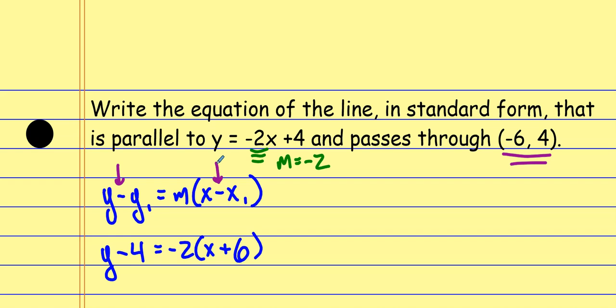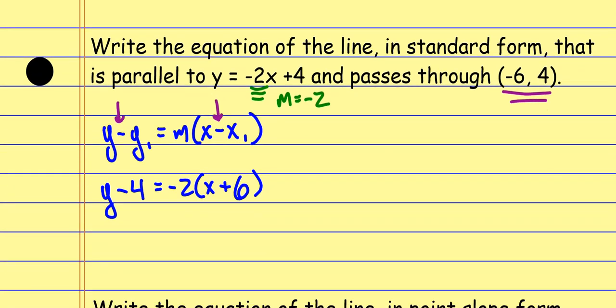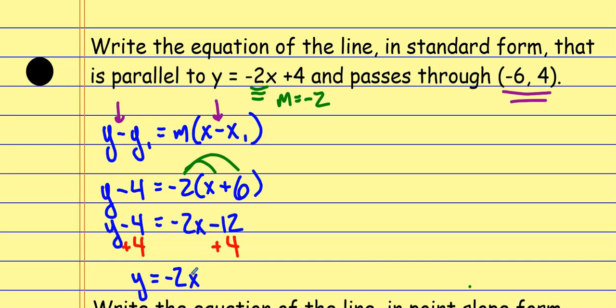It's just not in the format that they asked for. This is in point-slope form. If the question had asked for point-slope form, I'm done. But it didn't. It asked for standard form. So remember, I rewrite it in slope-intercept. I distribute. It's always the same couple steps. And then I add the 4. And once again, this is slope-intercept form. So if the question had asked for slope-intercept form, then that would be my answer. But it didn't. It asked for standard form. So I have one more step.